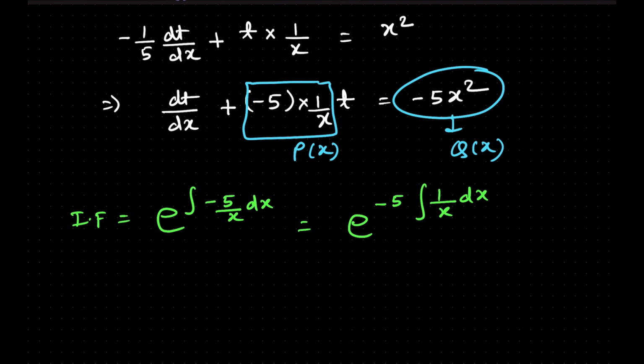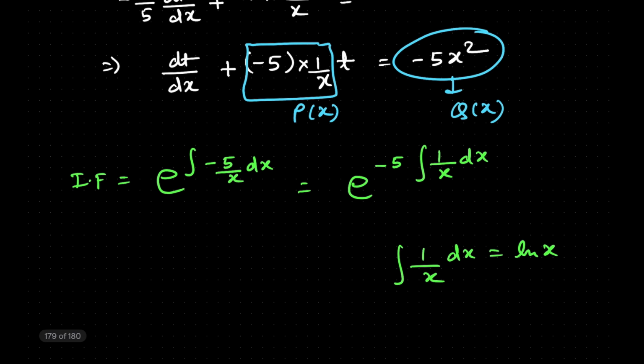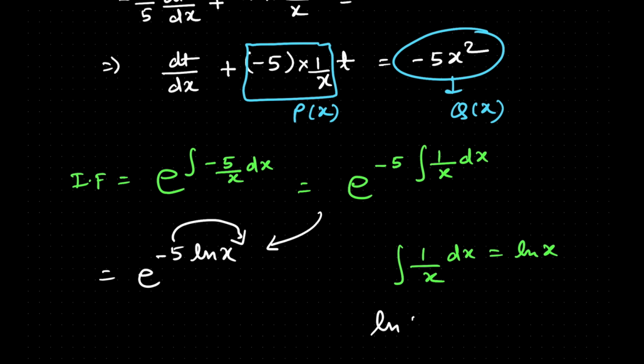We know that the integration of 1 by x with respect to dx is log base e x, that is ln x. So you can write simply over here e to the power of -5 ln x. Now let's take this -5 inside. We know that ln x to the power of n actually becomes n times ln x. So this power that is here inside will come outside, and it can also go inside.